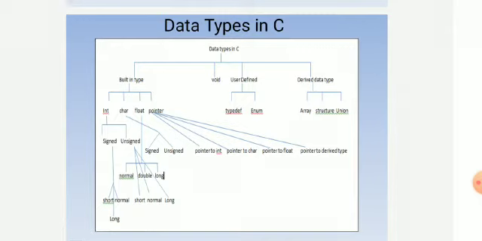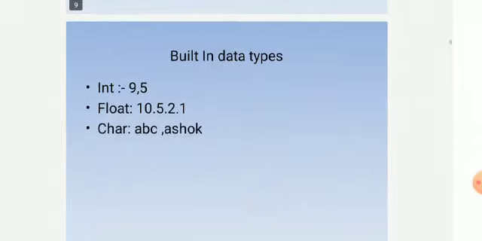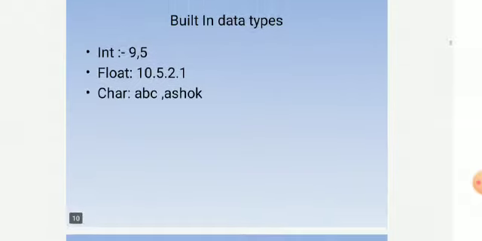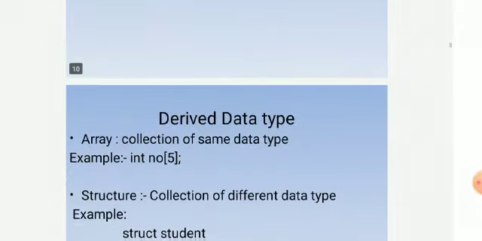Now next is data types in C. Which are the data types in C? All of you already know there are two data types in C programming, the built-in data type and the derived data type. Which are your built-in data types? Integer, character and float. Integer means what? One complete number. Float means what? A number with a decimal point. And character indicates a collection of alphabets.